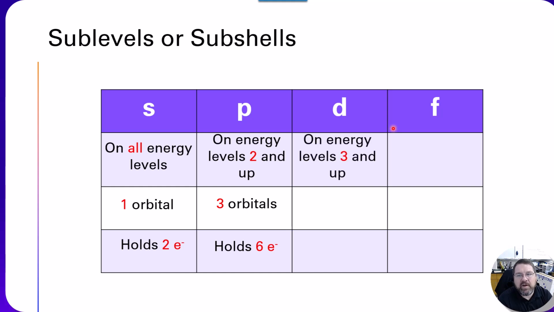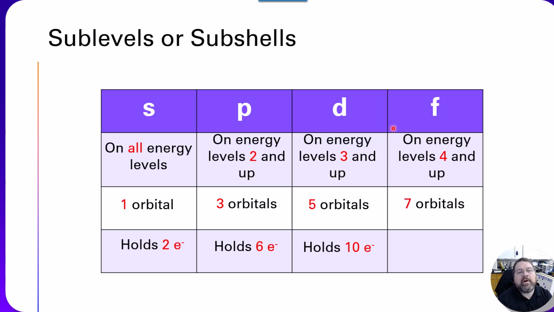D sublevels only start with the third main energy level. They have 5 orbitals, and if you're picking up on the pattern here, you might predict 10 electrons. And then finally, the highest energy of our sublevels, the F sublevels, the first one occurs in the 4th main energy level. These have 7 orbitals for a grand total of 14 electrons for the maximum total.